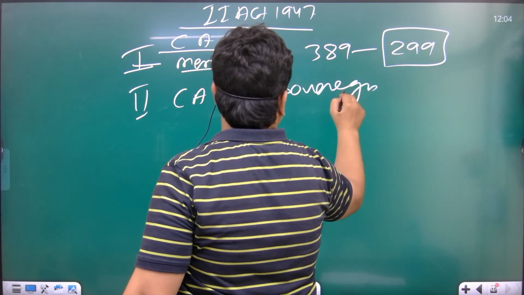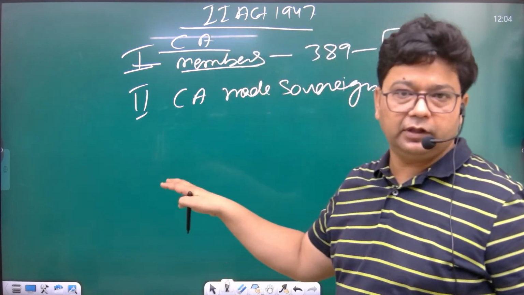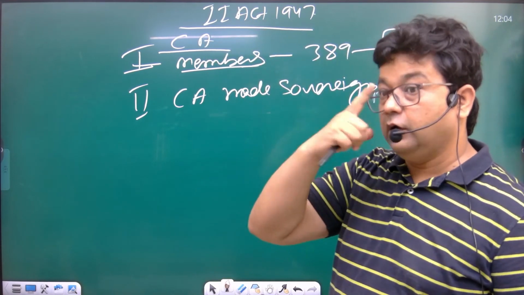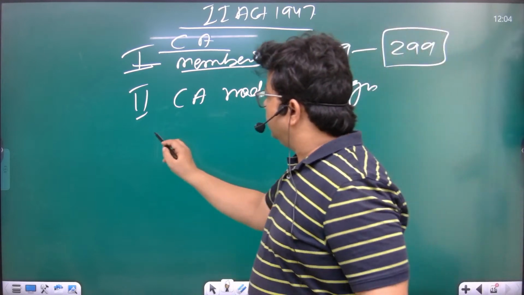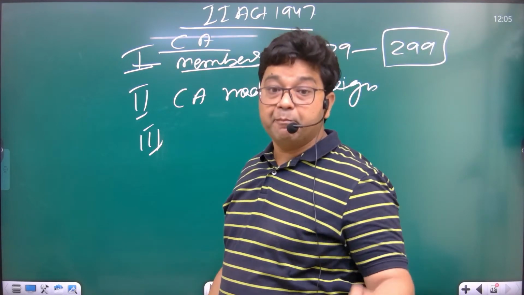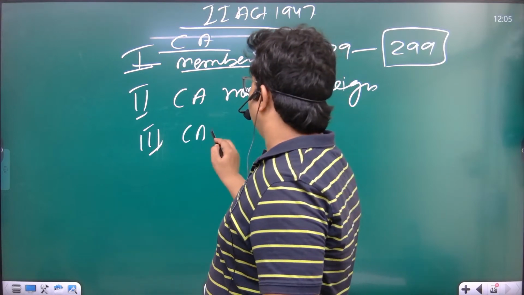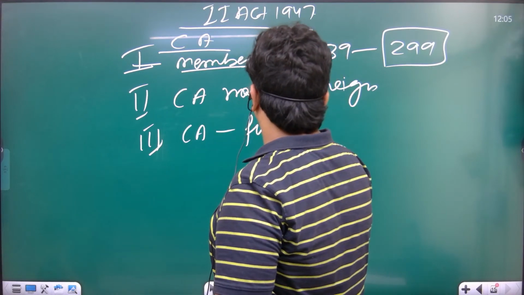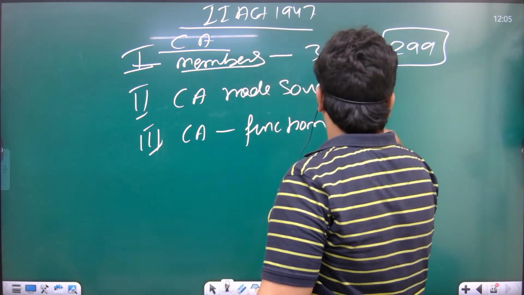This is what you have written, the changes made by the Act. Sovereign. How was it made sovereign? Third, this Act empowered the Constituent Assembly to function as an Indian Parliament.